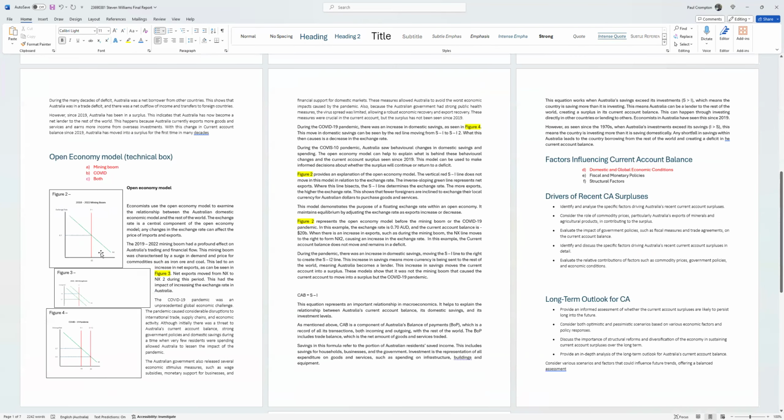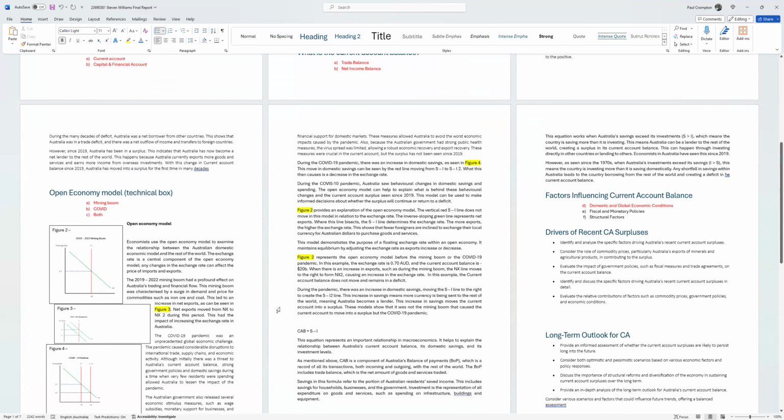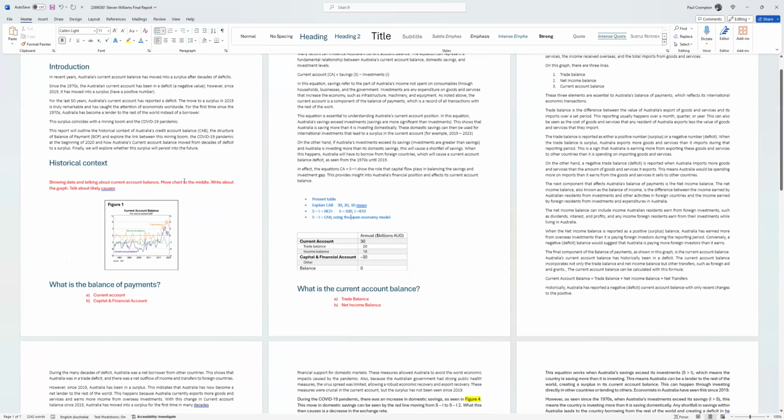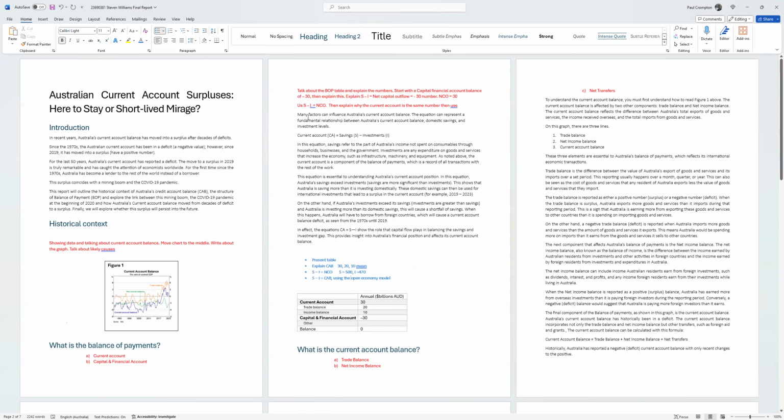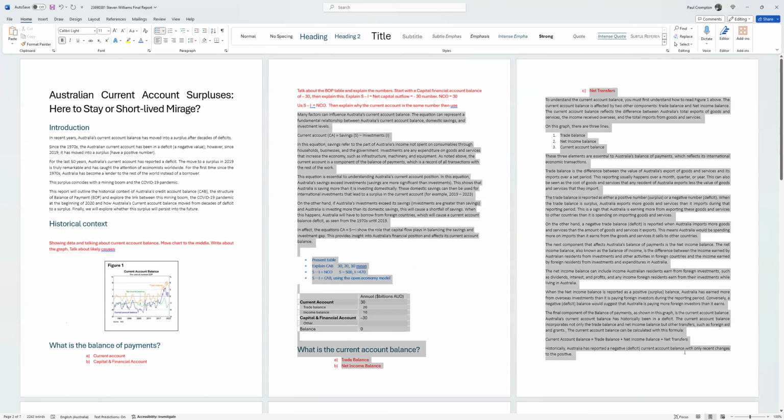Then the open economy model. Yeah, then I can see what you're doing here. You're going through the mining boom, the COVID. That'll be your following section. What you're doing here is then you're explaining why we've moved from deficit to surplus. Okay, so yeah, it's looking better, but this is going to confuse the heck out of the reader. It's all over the place. It's just a lot of detail.